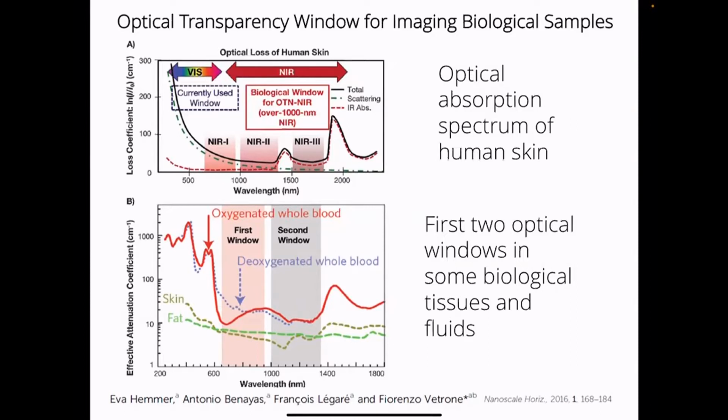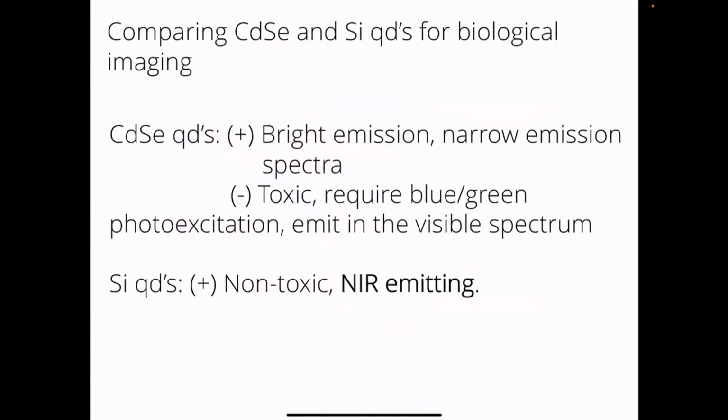So looking at how transparent biological systems are, or how transparent people are. There's a window of transparency in the near infrared, in the red to near infrared, and there are a couple of regions, near infrared 1 and near infrared 2, that you can target. I'm going to talk about silicon and a bit about germanium.